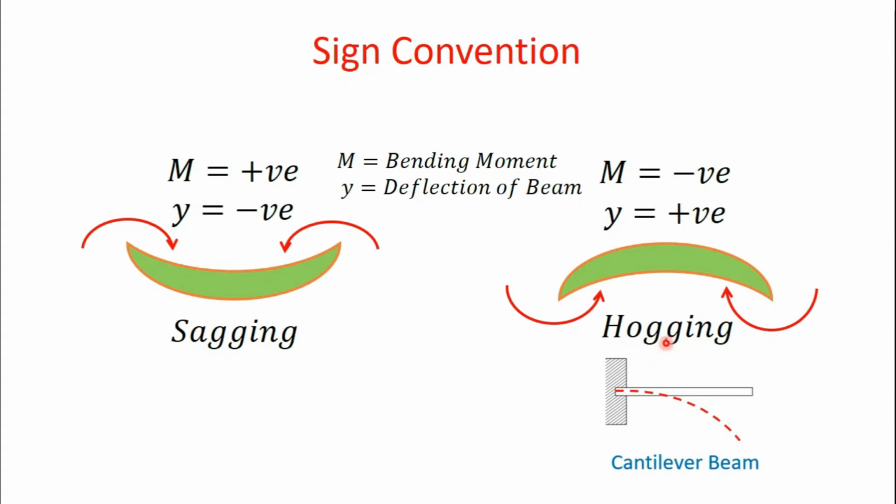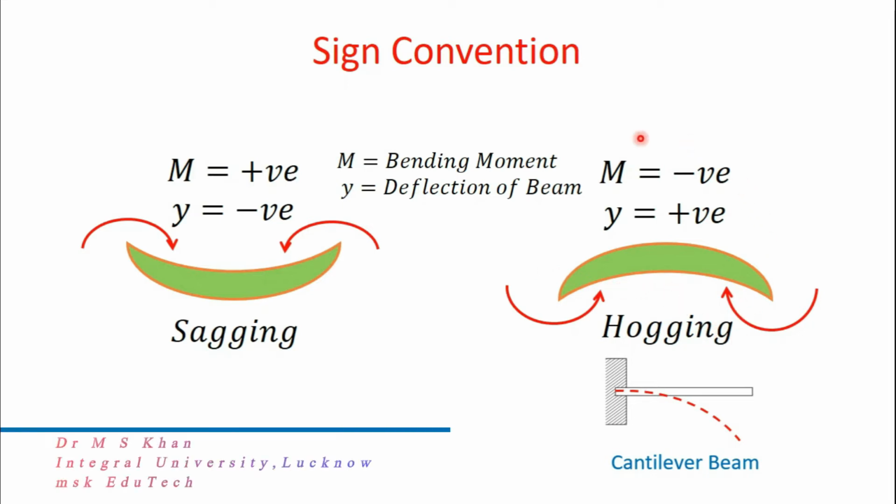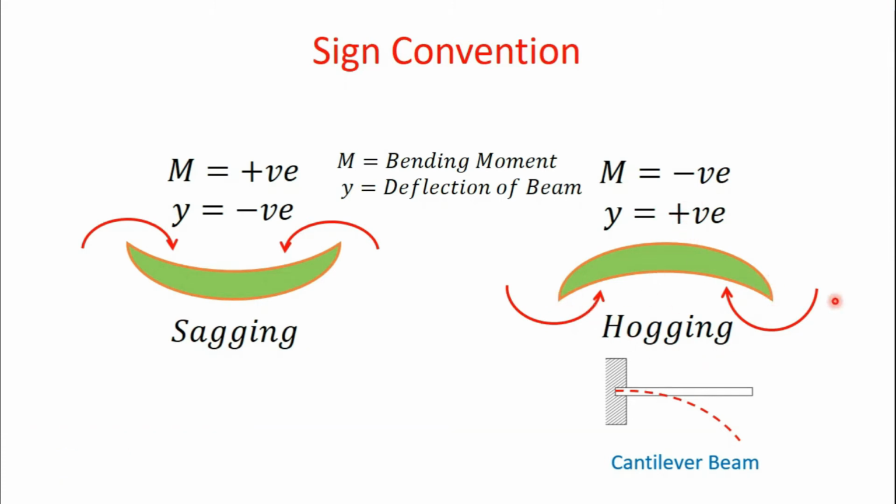If a beam bends in such a way that concavity is downwards, then such type of bending is called hogging, and for hogging bending moment is taken to be negative and Y is taken to be positive because it is above the horizontal line. So you can see the cantilever is an example of hogging, and since the deflection is above the baseline or the x-axis, therefore the deflection is taken to be positive.